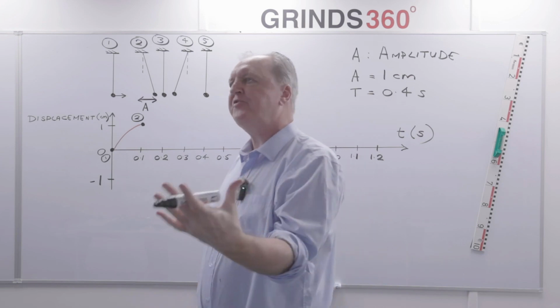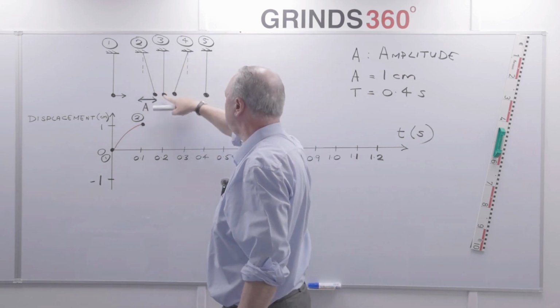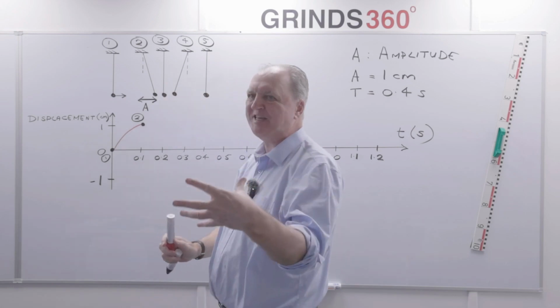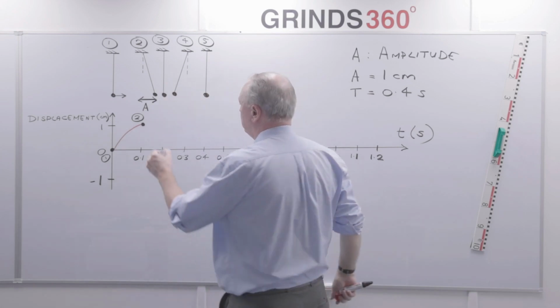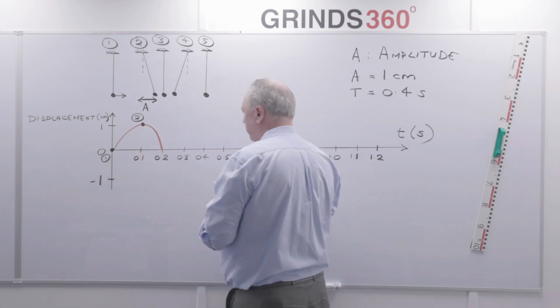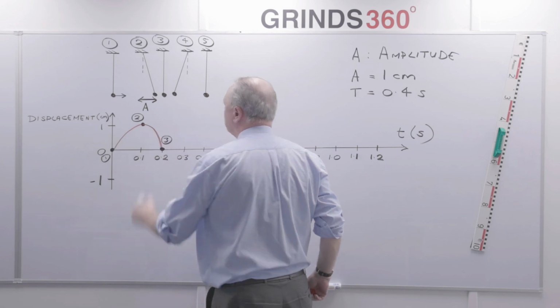And then when you move on to position 3, now the pendulum goes back in position 3 to its central position. Its displacement once again has become 0. So then over the next 0.1 of a second, it goes down like this. This here represents position 3.